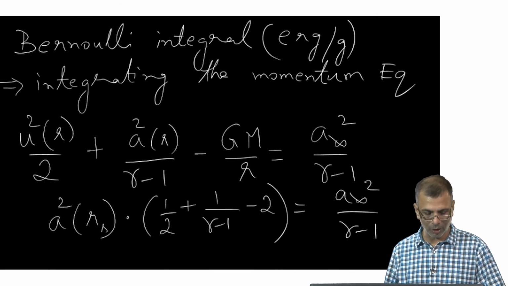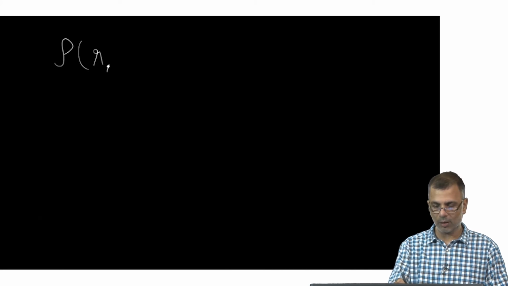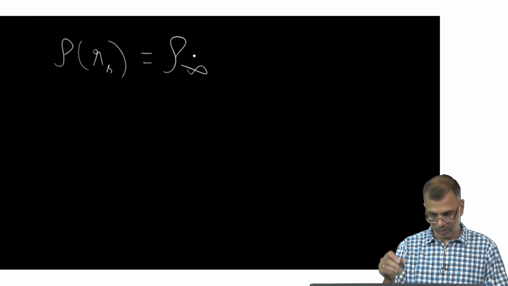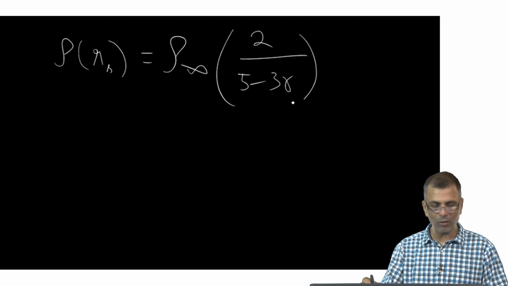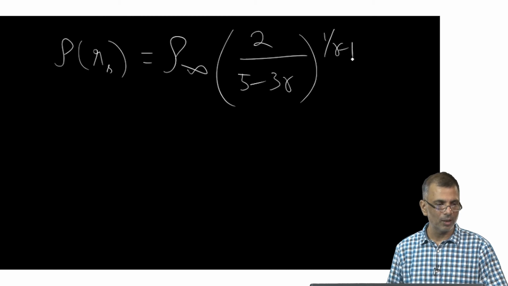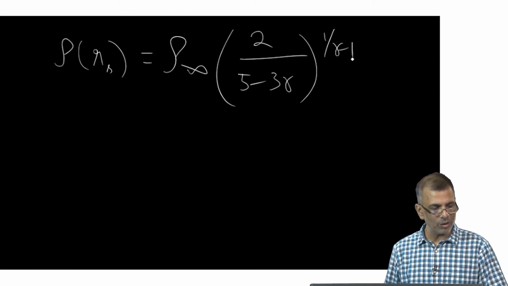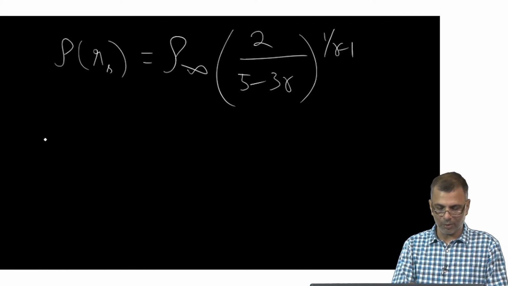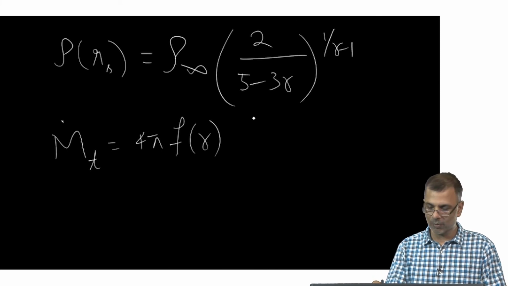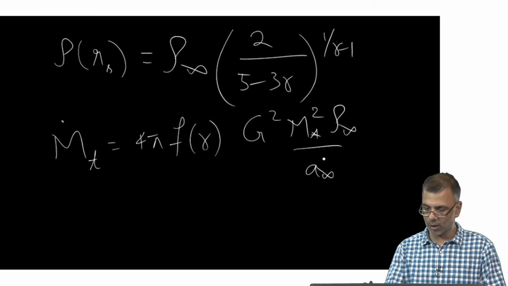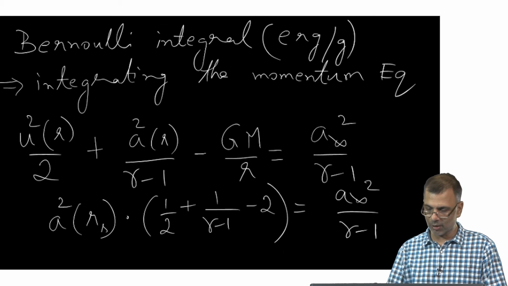Okay. You can immediately also have a relation like this. The rho at the sonic point is equal to the rho infinity times 2 over all of these formulas I am simply writing down. It is really no sweat to derive any of these using what we have done earlier. Okay. So this now gives you the transonic accretion rate, which would be m sub t equals 4 pi times some function of gamma. Okay. There are lots of gammas floating around, and we won't bother too much. G squared m star squared rho infinity over a infinity cubed. And this, by the way, if I am writing m star there, I really should be writing m star here also.